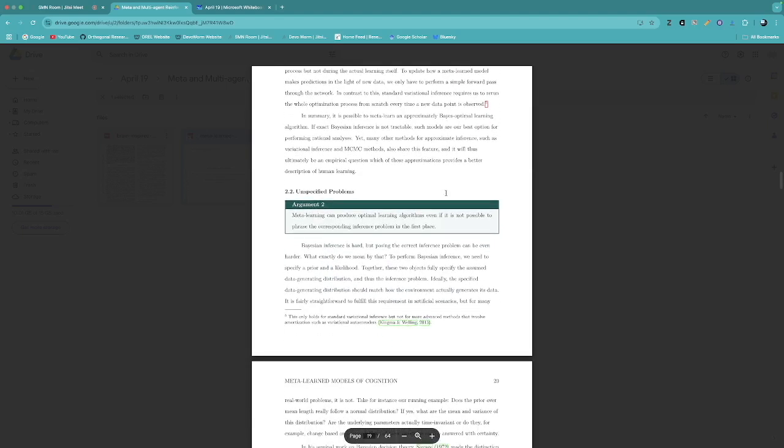The second argument is that meta-learning can produce optimal learning algorithms, even if it is not possible to phrase the corresponding inference problem in the first place. So in other words, if we can't define the exact inference problem, if we can't state the problem in exact terms, we can still get optimal learning algorithms from meta learning. It's hard to pose an exact problem, which means in Bayesian inference terms, you need to be able to specify a prior and a likelihood. So you need to be able to specify the prior distribution, then take those observations and produce a likelihood that is reasonable.